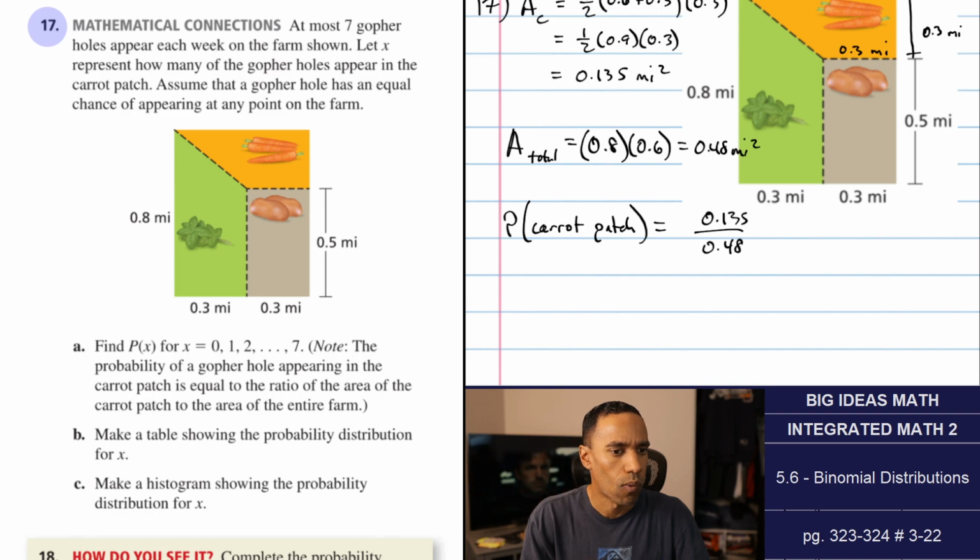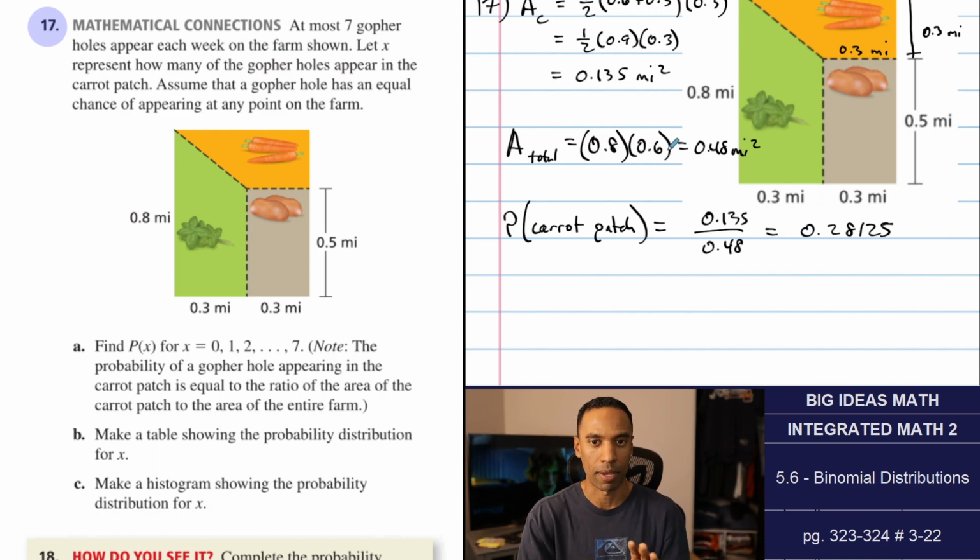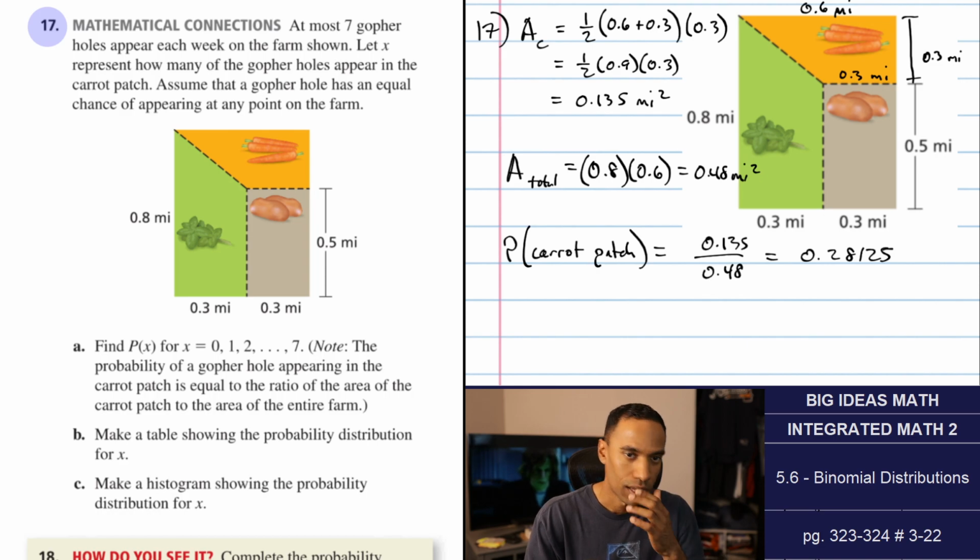So 0.135 divided by 0.48. And it's an exact, oh wow, 28 point, okay, 0.28125. Now, I want to leave that exact. First of all, that's an exact value that's written on my calculator, okay? Secondly, let me show you. So we're going to use that exact value. Now, I also want to do 1 minus this.